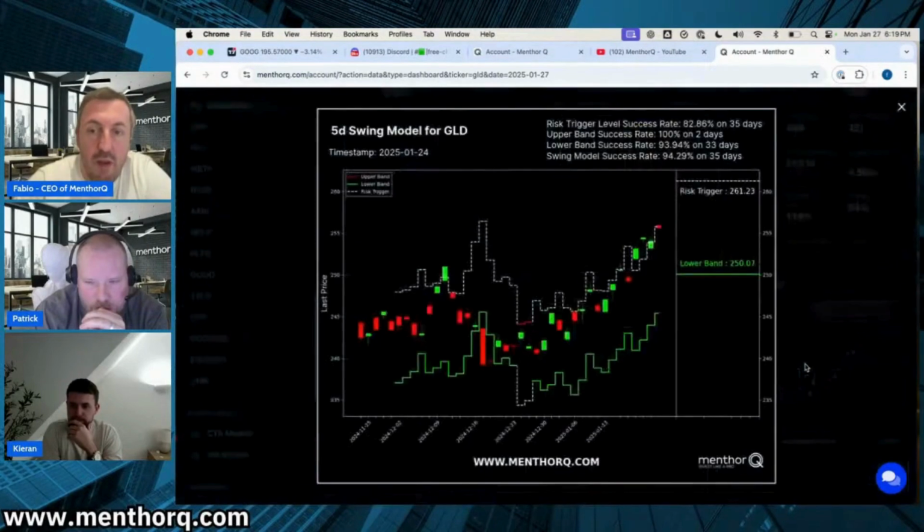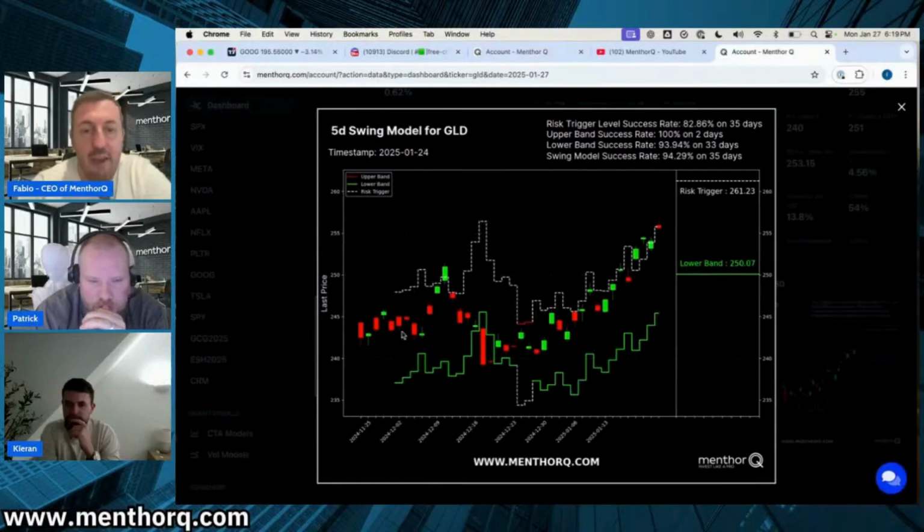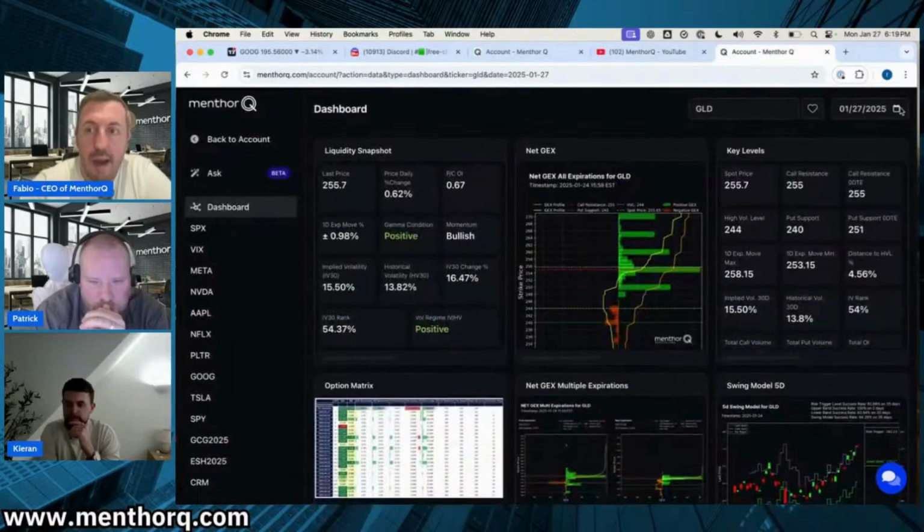So what the swing model does is basically giving you a volatility band over 5 days on where the price should be above or below. And it also gives you a back testing tool. So it also shows you over the past 35 days, how many times did the price stay above the lower band, and how many times did it stay below the risk trigger. So you can see here the accuracy of the level across time. And you can always go back in time as well.